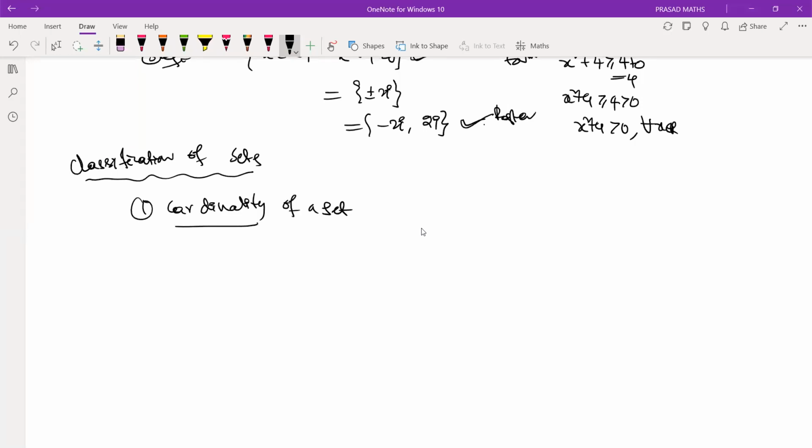Just keep in mind, this is very, very important, because I'm going to use this concept in countability. So cardinality of a set is nothing but what? Simply the number of elements in a set is simply called the cardinality of the set.